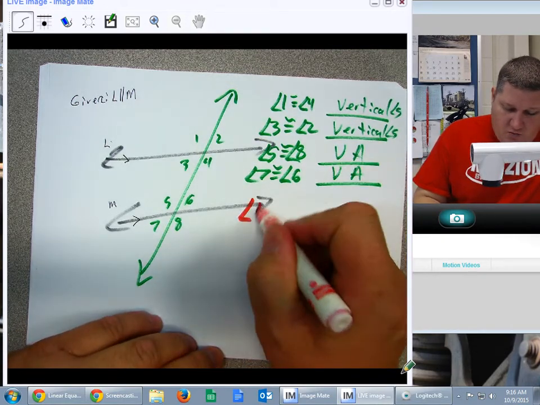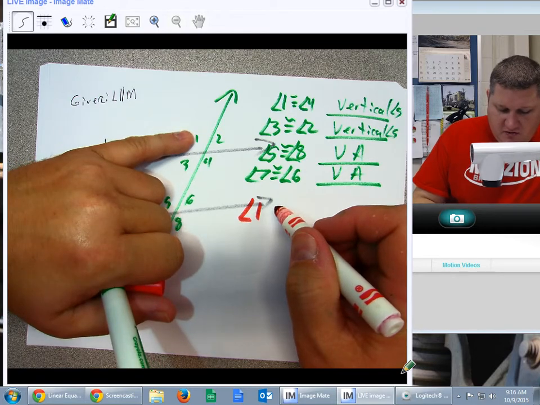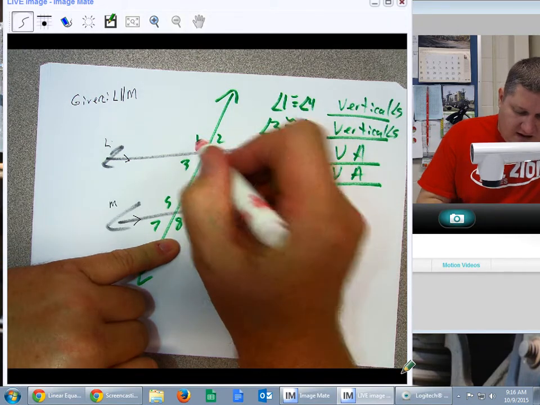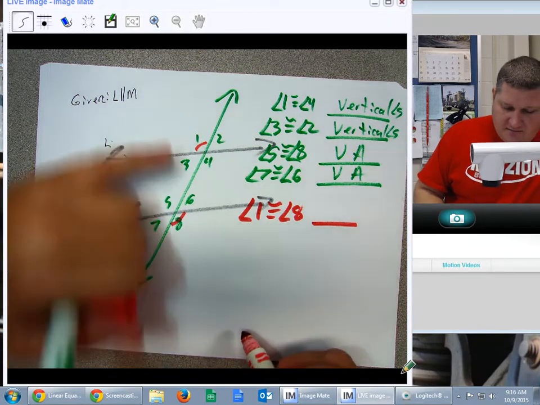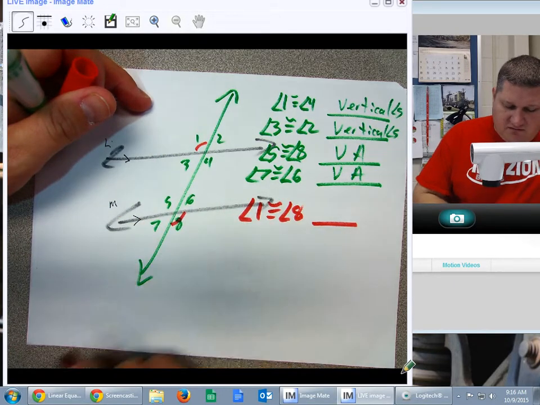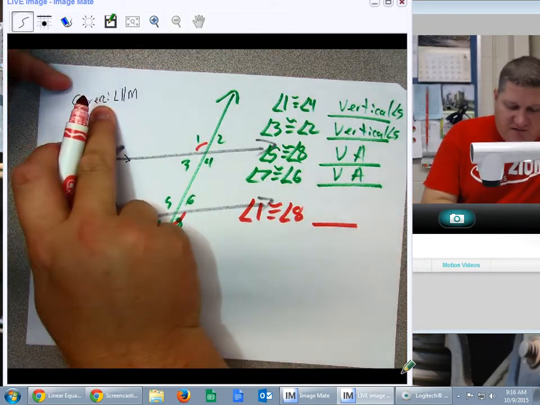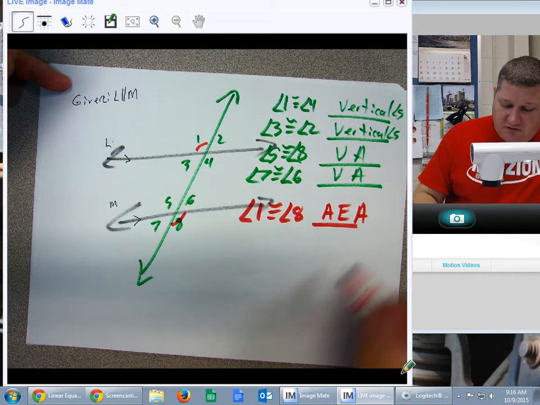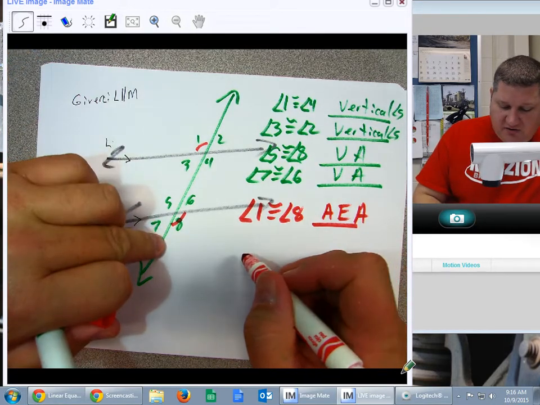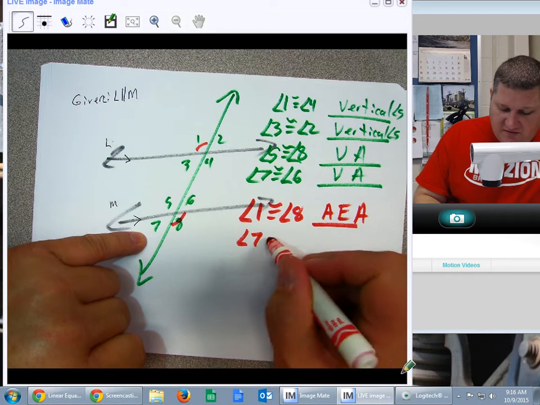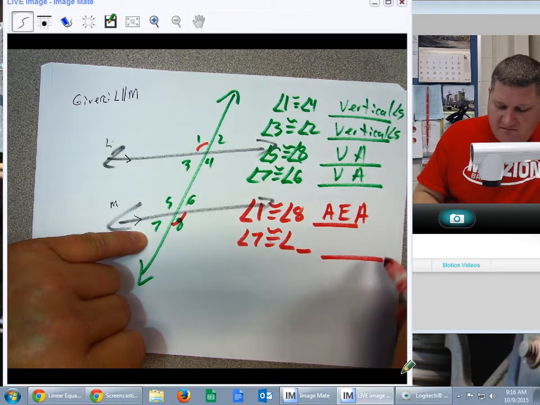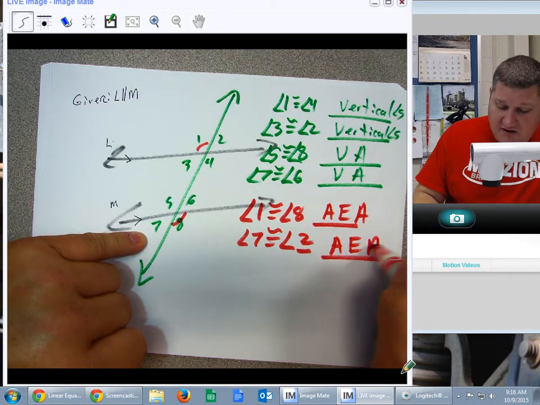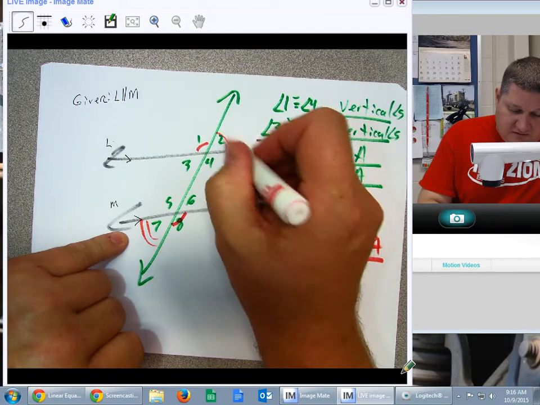Okay, we also have some other ones. We have angle 1 is congruent to angle 8. Reason being, these are on the opposite sides of the transversal. They're outside. If lines are parallel, alternate exterior angles are congruent. So if 1 and 8 are congruent, then by extension, angle 7 is congruent to angle, fill in the blank, please, 2 by alternate exterior angles. So we have this is congruent to this.